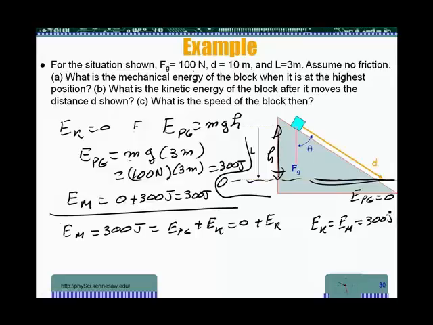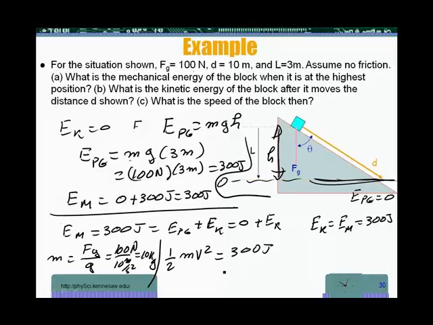Then the question, what is the speed of the block then? Then that becomes easy. If we know the kinetic energy, the kinetic energy is given by 1/2 of mv squared. So that's going to be equal to 300 joules. I need to find the mass that I never found. The mass is going to be Fg over g, which is going to be 100 newtons over 10 meters per second squared. So that gives us 10 kilograms.